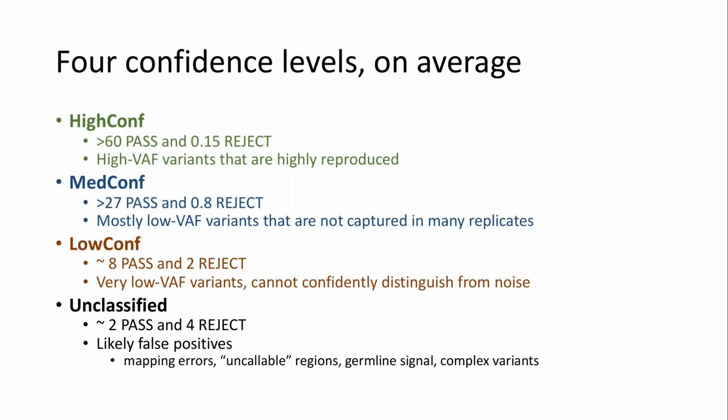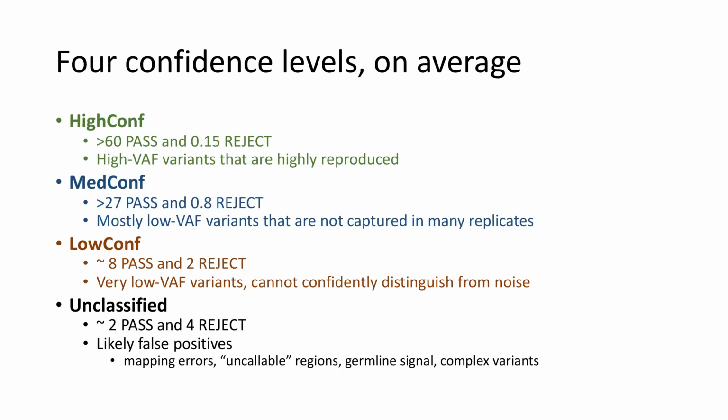You still have more pass semantic mutation classifications than false positive mutations, but it's not an overwhelming majority. So those we cannot confidently distinguish from noise, and we are not certain if they are true positives or false positives, so they're not included in the reference call set. And for unclassified calls, here you have more reject calls than pass calls. So they are mostly classified as false positives, and they mostly occur in challenging regions, uncallable regions.